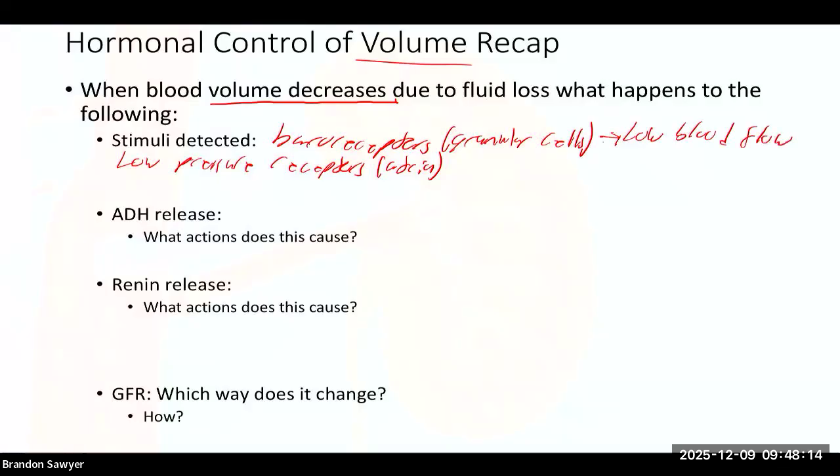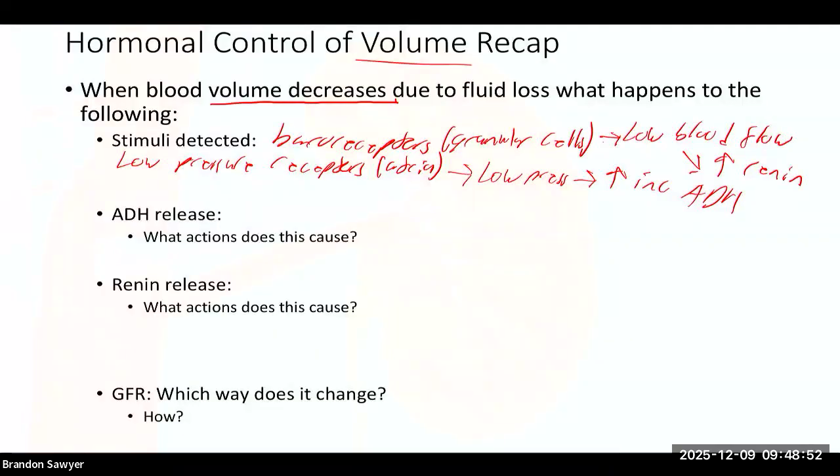That low blood flow is then going to lead to the release of renin, so we're going to increase renin release. These low pressure receptors, mostly in the atria but other parts around the heart as well, are going to sense low pressure, and that low pressure is going to lead to an increase in ADH release. So that's kind of our stimuli. We could go into all the details of this one, and you should be able to go into all the details of that one.